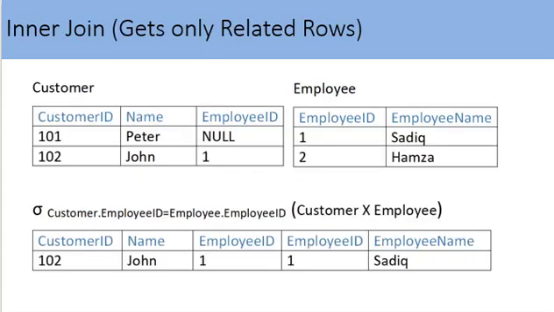Let us see inner join. Inner join is based on the Cartesian product or cross join, but it returns only related rows between two tables based on a join condition or predicate. Most often, the join condition is between primary key columns of one table to the foreign key columns of the second table. Here is an example of inner join between customer and employee table. The join condition is customer.employee ID is equal to employee.employee ID.